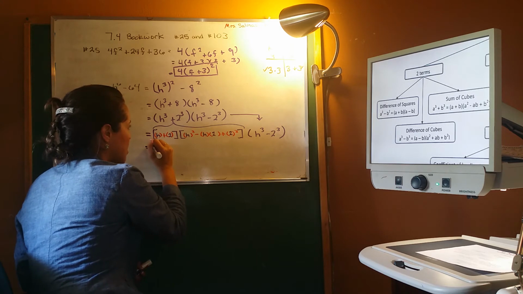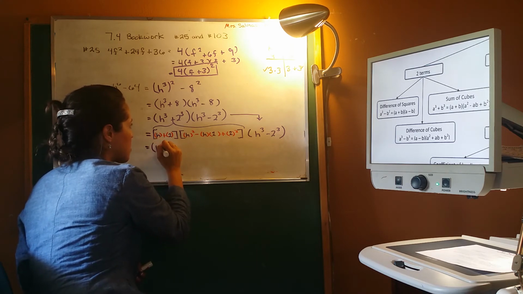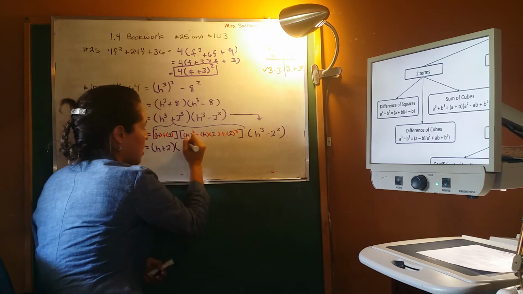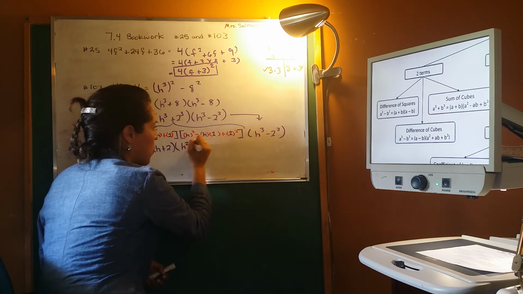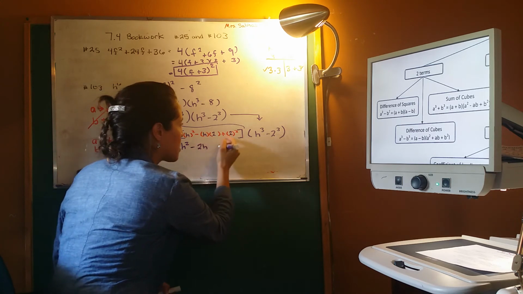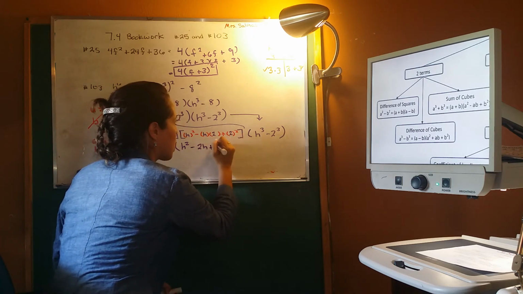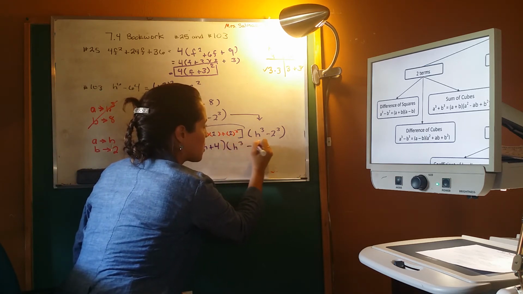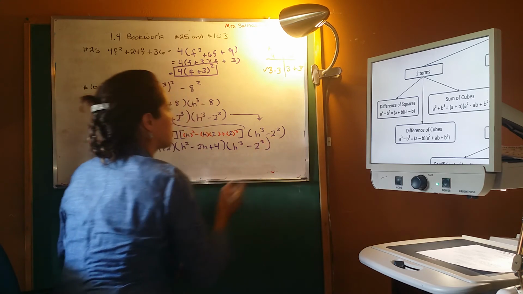This first bracket, I can just drop those parentheses. That's just going to be h plus 2. This second bracket, that's going to just be h squared, and then minus h times 2, which can be written 2h, and then plus 2 squared, which is 4. Remember, we still have this h cubed minus 2 cubed to do.